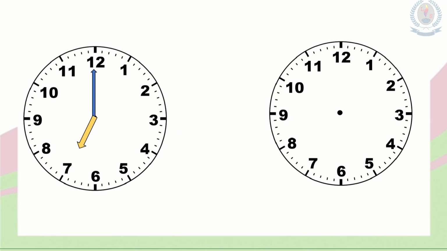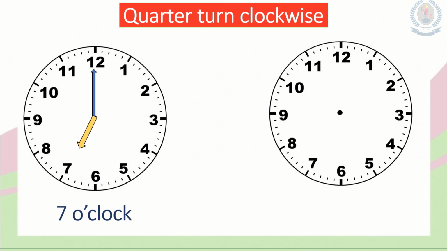In this clock, the short hand points to number 7 and the long hand points to number 12. The time is 7 o'clock. Now we'll see a quarter turn clockwise. We know the hands of the clock turn in a clockwise direction. Then the short hand will move from 7 to 8, not up to 8, just a little bit from 7.